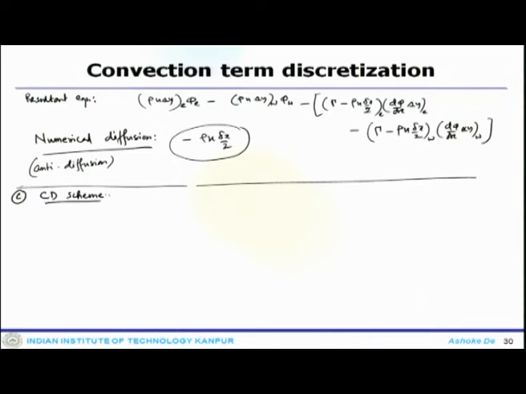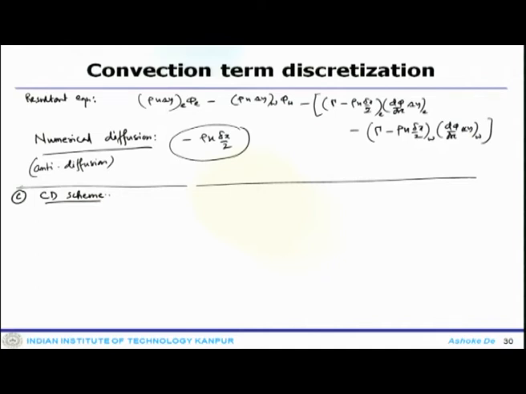Now, for the central difference scheme, obtaining the truncation error requires a somewhat involved calculation, because it uses the stencil from both sides.